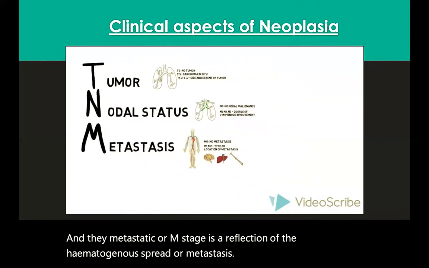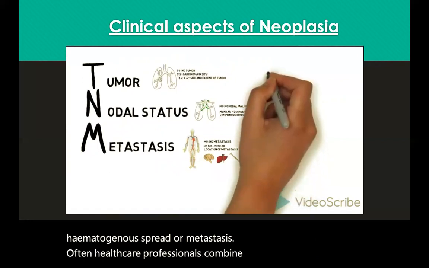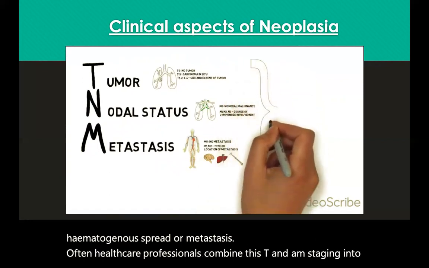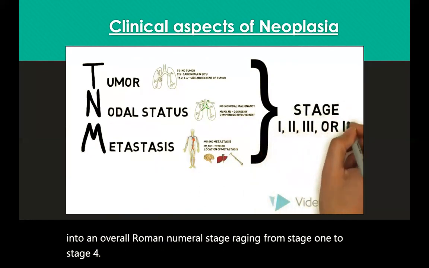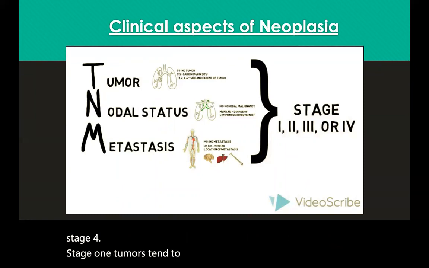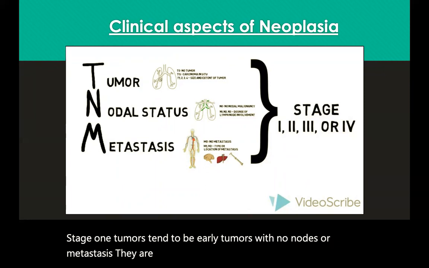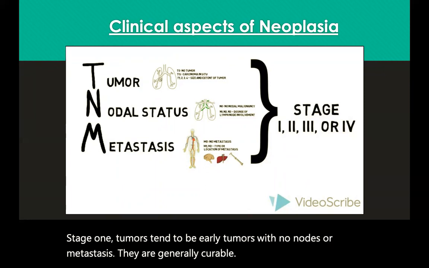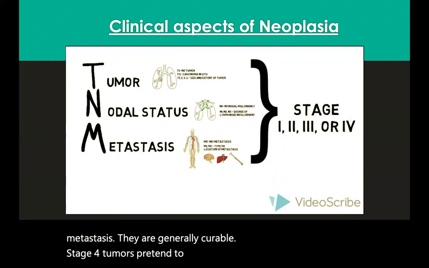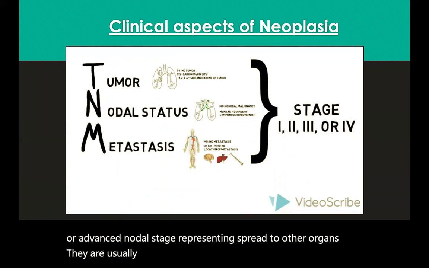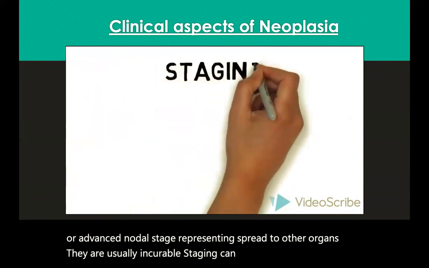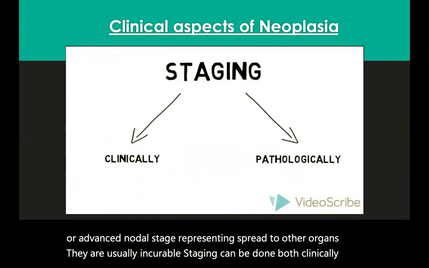Often, healthcare professionals combine this T, N, and M staging into an overall Roman numeral stage, ranging from stage 1 to stage 4. Stage 1 tumors tend to be early tumors with no nodes or metastases. They are generally curable. Stage 4 tumors tend to be tumors presenting with metastases or advanced nodal stage, representing spread to other organs. They are usually incurable.